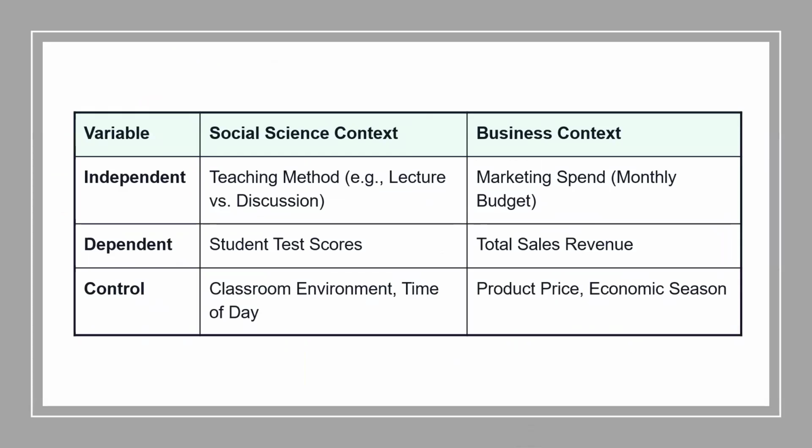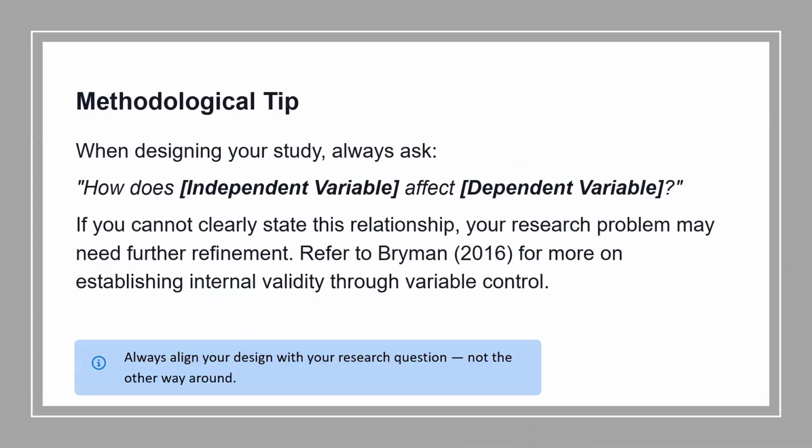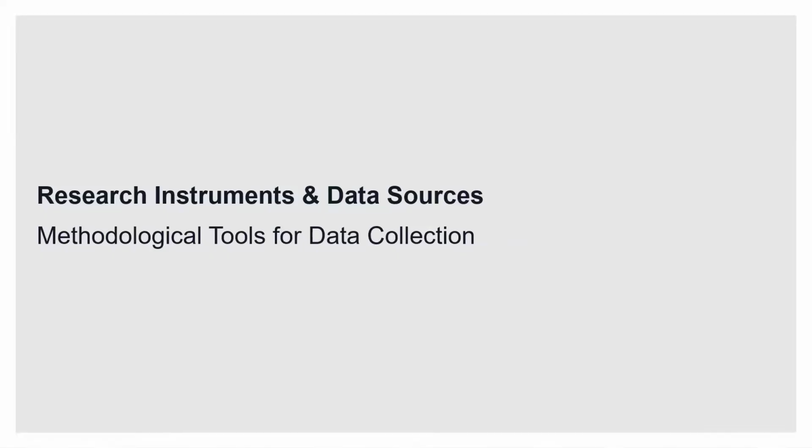All right, this is an example. For example, in the social science context, the independent variable is teaching method, the dependent variable is student test scores, and the control variables are the classroom environment and time of day. So when you want to design, you need to always ask yourself, how does your independent variable affect the dependent variable? Okay, let's go to research instruments and also data sources.